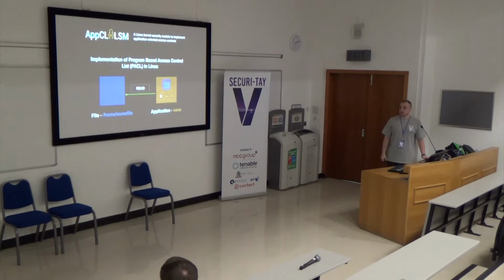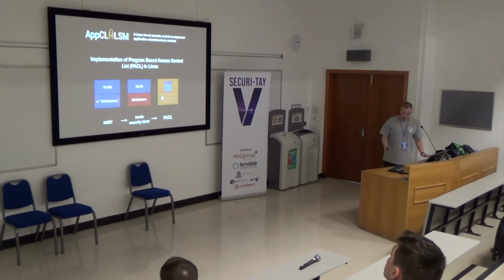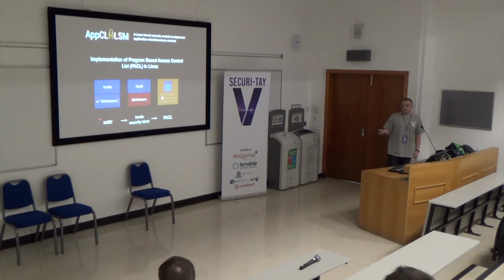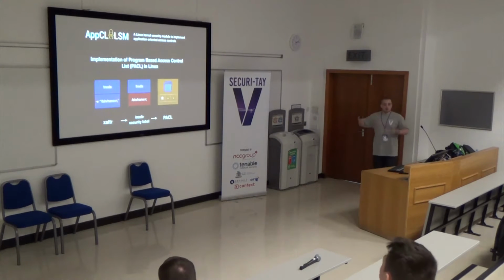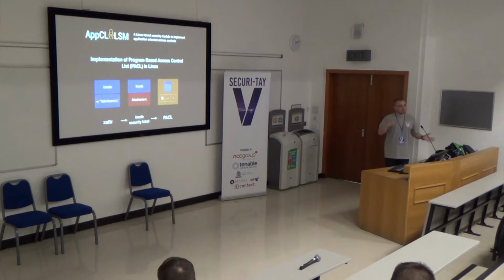So it goes to read it, absolutely fine. Wants to write it, not allowed. So the way this works is you set your extended attribute, which populates the inode security label, and that gives you your PACL. Over the next bit of the talk, between now and the end, I'm going to talk about how AppCL actually uses the framework and the hooks itself that I'm using. So this will make a bit more sense.